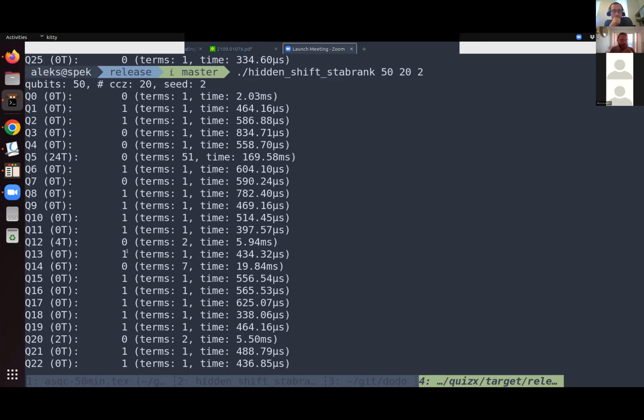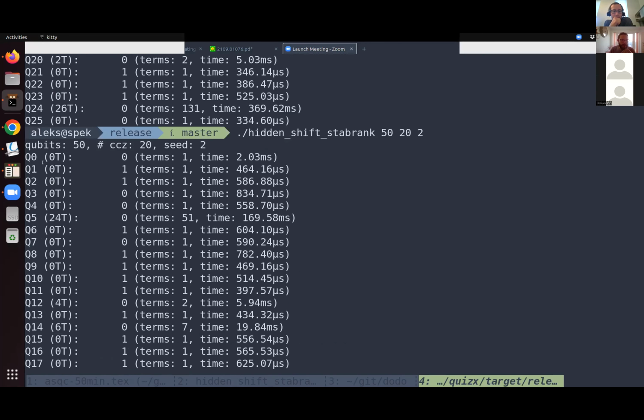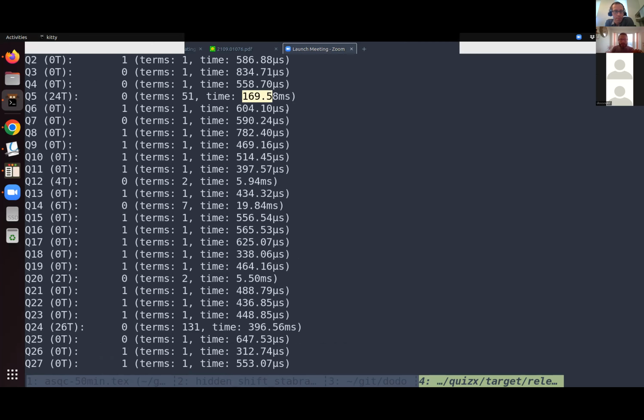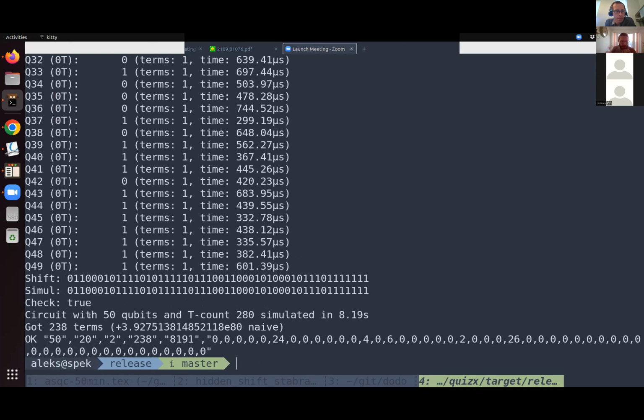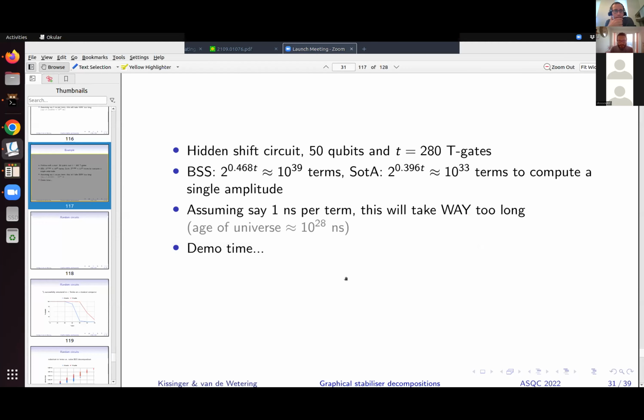You'll notice that in many cases, it was able to get rid of all the T gates straight away. In some cases, it had a slightly harder challenge, but it got rid of a lot of T gates, and then it did this decompose and simplify thing. To get qubit 5, it actually took 160 milliseconds rather than a few microseconds. All in all, we were able to simulate this hidden shift circuit in about 8 seconds, which of course is much better than 10 to the 33 nanoseconds.